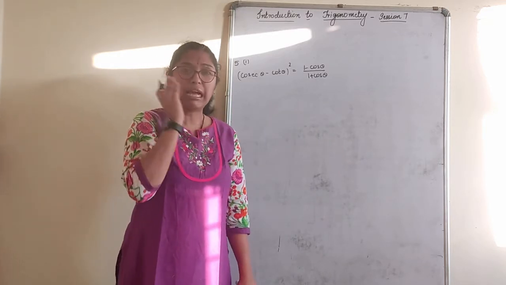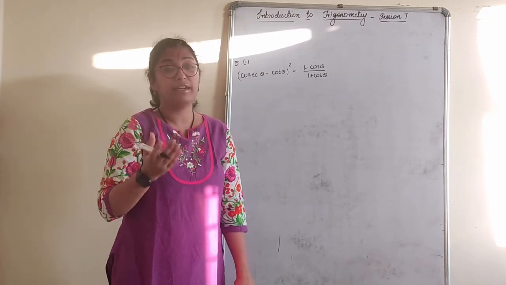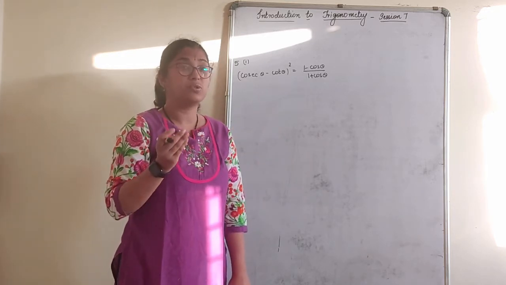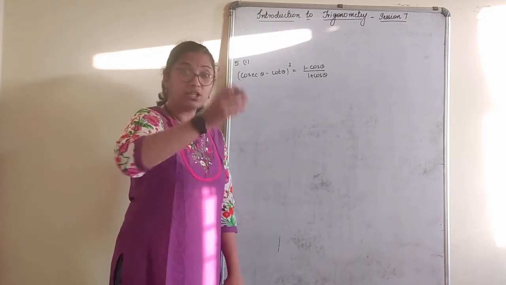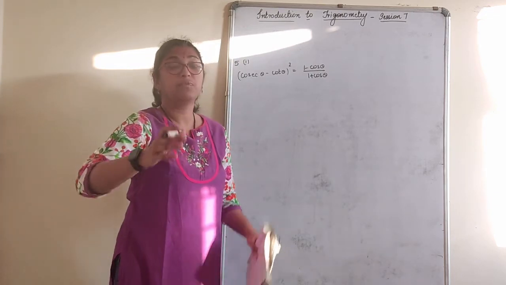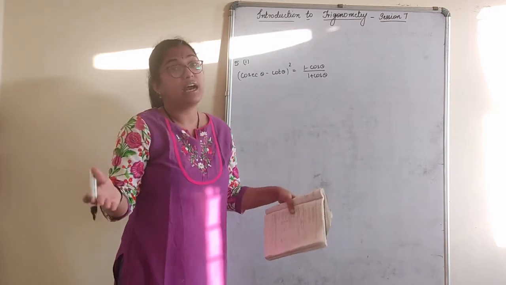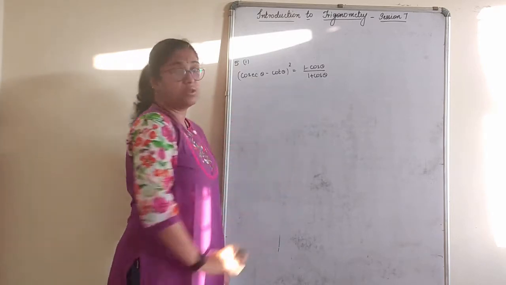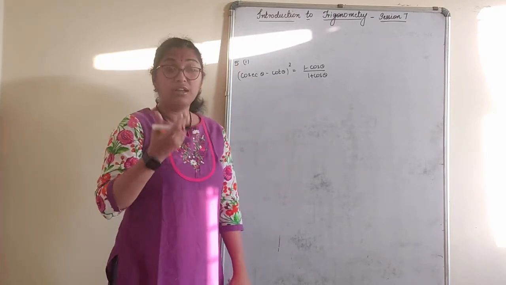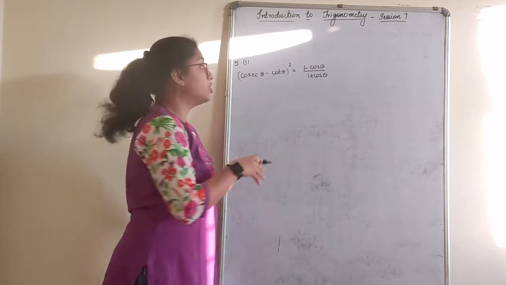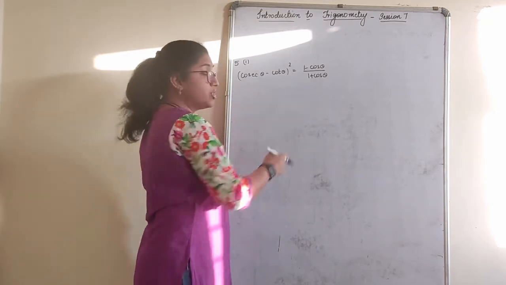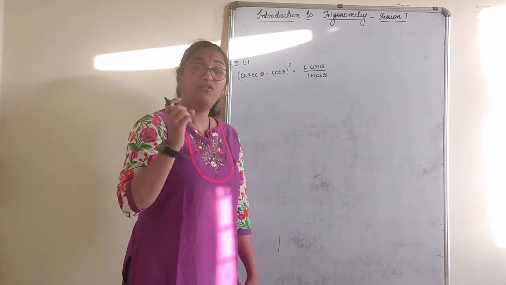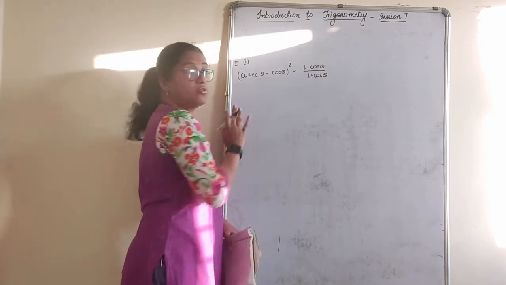Usually almost 90% or 99% of identities are given with LHS to be proved as RHS. Very few identities need us to prove LHS separately and RHS separately, where we see that the answers of LHS and RHS will be the same. But 99% of identities are LHS is equal to RHS. Now, it's on our side to choose whether we want to start with LHS and get RHS or start with RHS and get LHS.